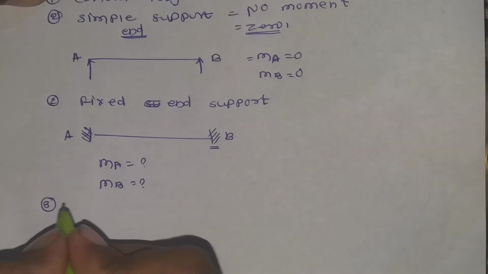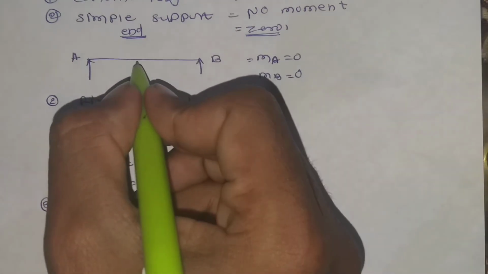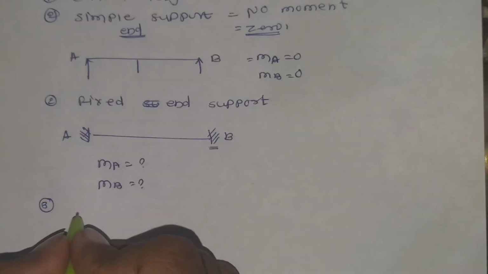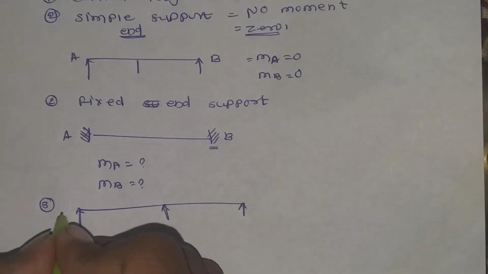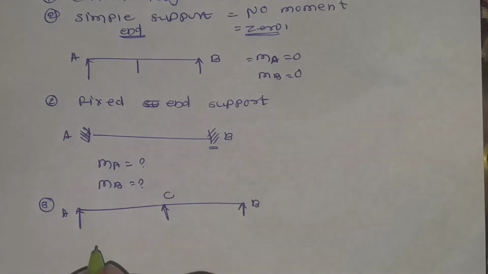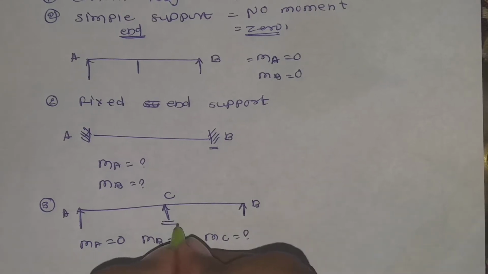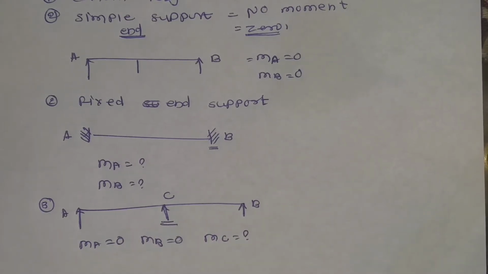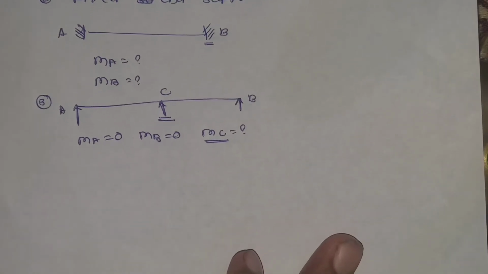Our third case is, if the beam is continuous, then there is a middle support. This is a beam with simple supports at A, B and C, then MA equals 0, MB equals 0, but at C there is some moment, so we have to find MC, the moment at C. This is the basics of Clapeyron's three moment theorem.